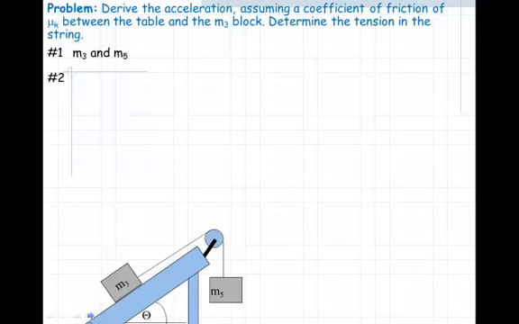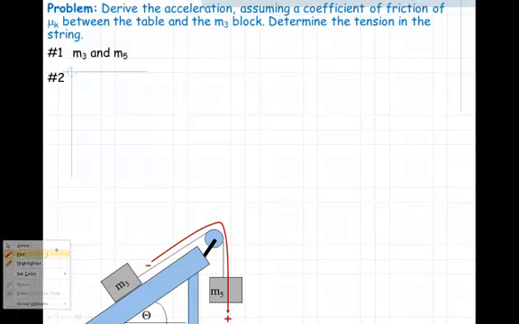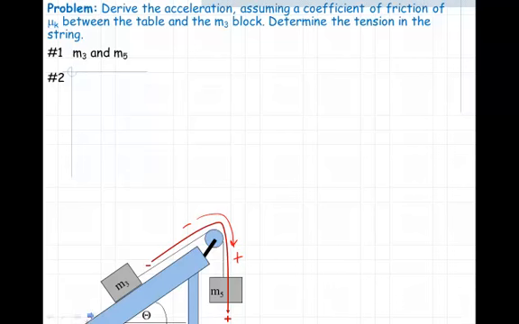Step 2 is to determine our coordinate system. Our coordinate system goes along the line of action, along the line of the string. So anything going to the right along this string is positive. Anything going back over to the left would be considered negative. So this direction is positive, and anything in that direction is negative.